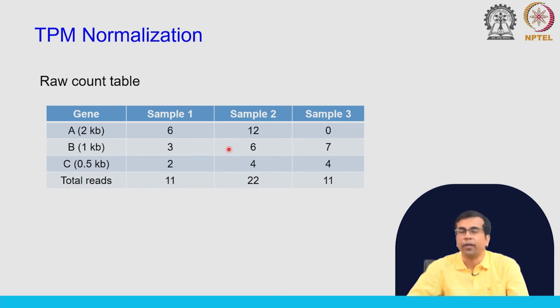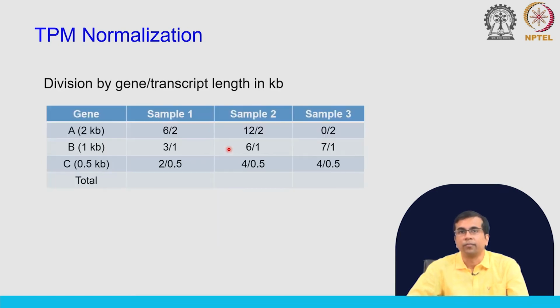Okay. So, here again we have 3 samples and we have the genes A, B, C, for which we have the raw read counts. Remember, the first step is division by the gene length. So, we will divide by this gene length 2 kb, 1 kb, 0.5 kb, and we will get some numbers. I have not written the total, we will get the total once we have done the division, and you see after the division this is what we get.